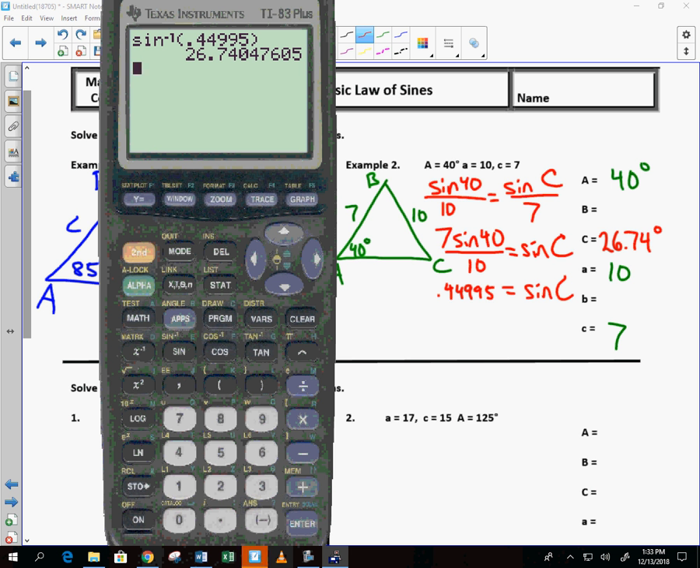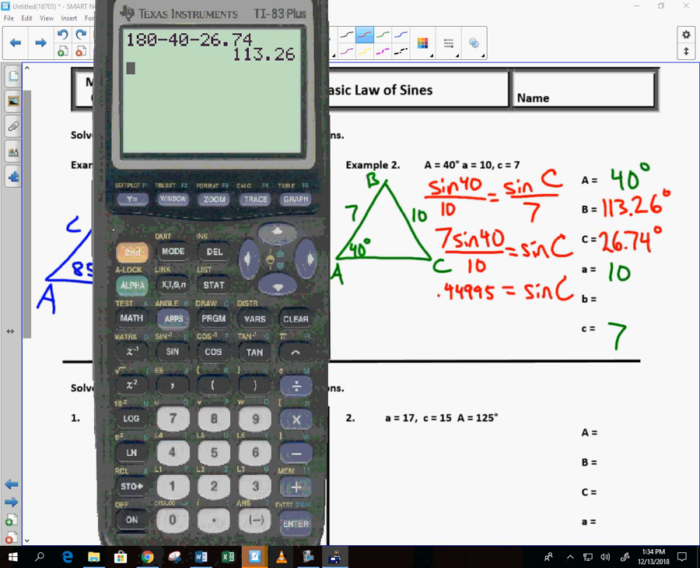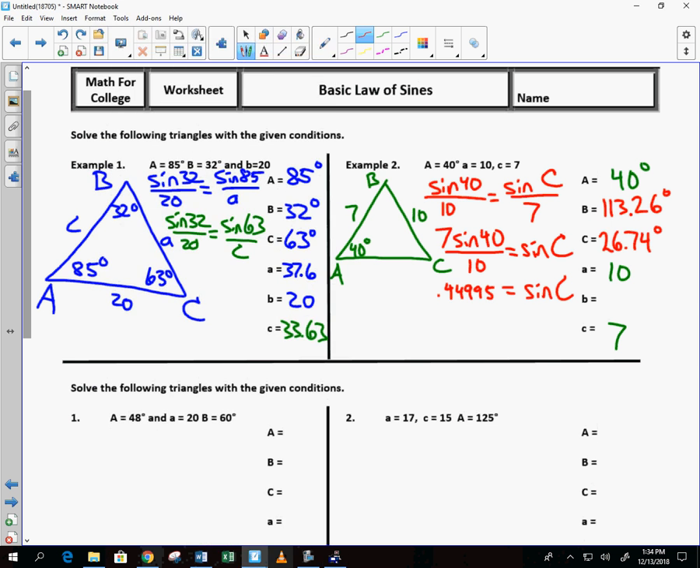Now what can you find? Angle B. Angle B is going to be easy to find because they all add to 180. 180 minus 40 minus 26.74. 113.26. Almost done. I've got angle A, angle B, angle C. I've got side A, I got side C. I just need side B.